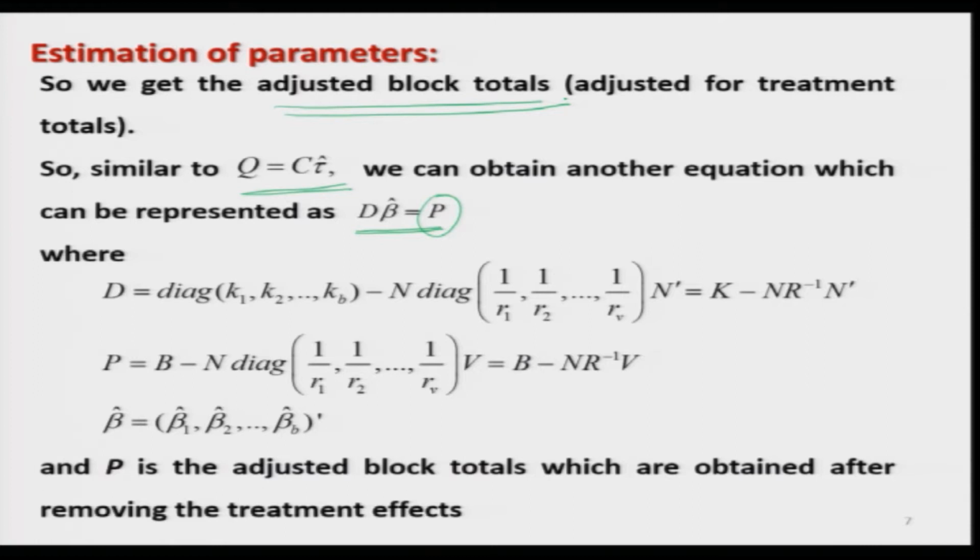But now here you can see, this is going to make a difference, because it depends on whether you are first trying to estimate beta and then trying to eliminate tau, or vice versa, right. So, that is why this p is called adjusted block totals, and this is called adjusted because this is adjusted for the treatment totals, right.